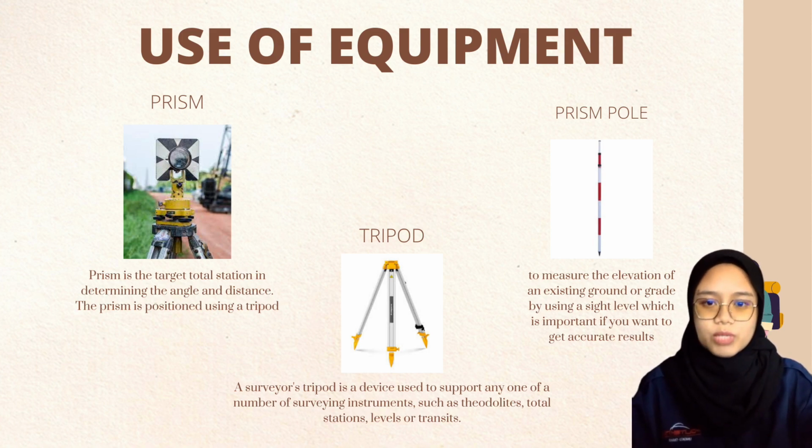The third equipment is the prism pole. The usage of the prism pole is to measure the elevation of an existing ground or grade by using a site level, which is important if you want to get an accurate result.